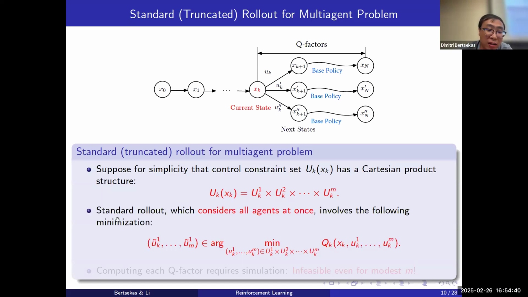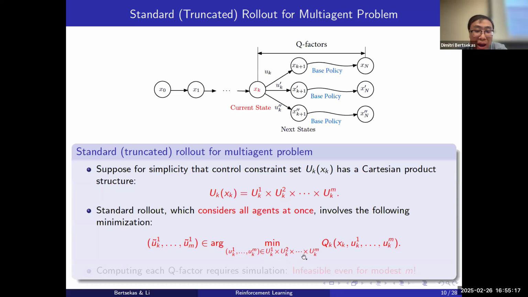Now, when applying standard rollout for the multi-agent problem with this control constraint set, at each stage, at state xk, remember we consider all possible controls, right? That means we're going to run this minimization over every component, selected from this set Uk1 for the first component, Uk2 for the second component, and so on.